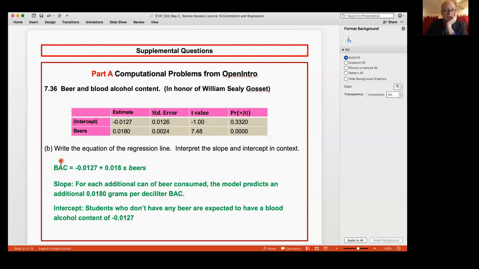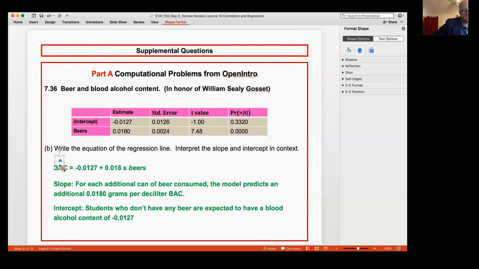This is what the equation would look like. Often we write the equation of Y in terms of what the actual value is. Now, I didn't mention the intercept, but students who don't have any beer are expected to have a blood alcohol content that doesn't make any sense. And that's not statistically significant from zero. So there's not much to make from it. It's not really conclusive, but it just goes to show you quite often either the intercept doesn't make any sense or is not the central part of the story. You're often more interested in the slope. It's still important if you want to predict and estimate certain values.